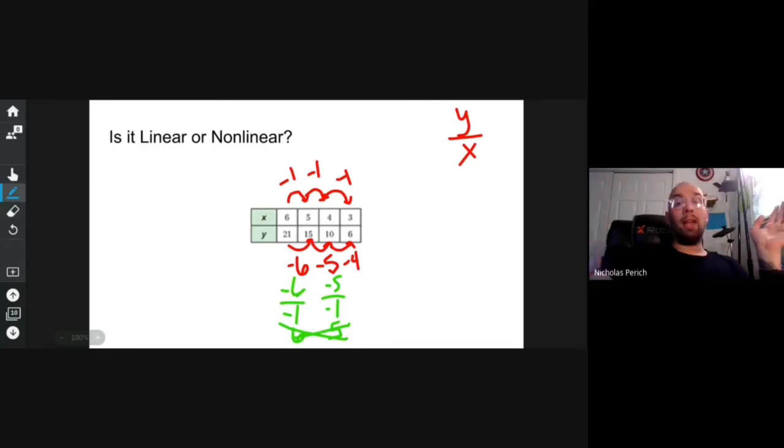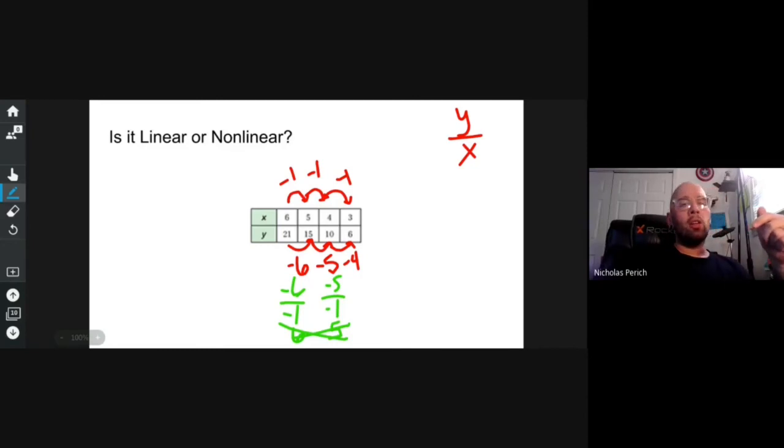I don't care if that's a cute little pattern. That doesn't matter. What matters is that I have my y over x is negative 6 over negative 1 and negative 5 over negative 1. That's different. And negative 4 over negative 1. That's also different. They're all going to be different.